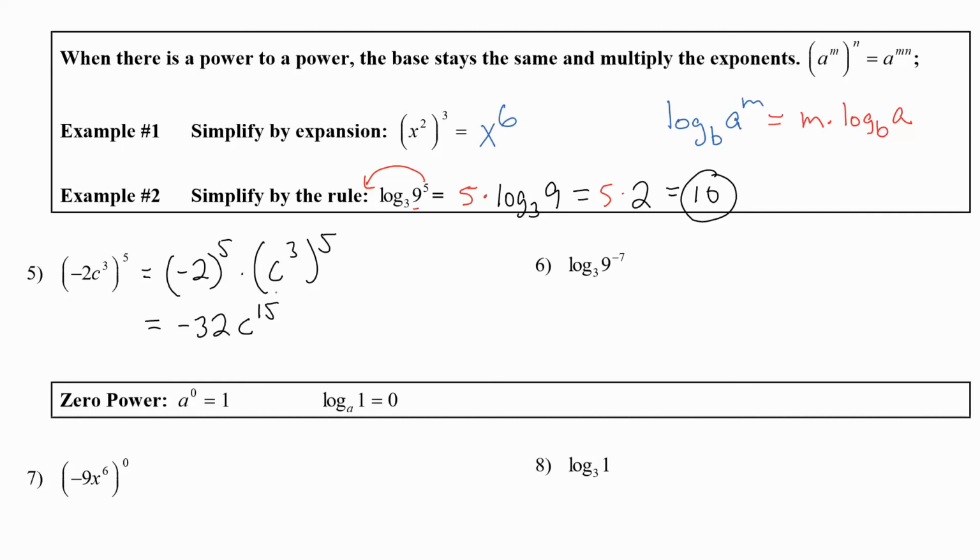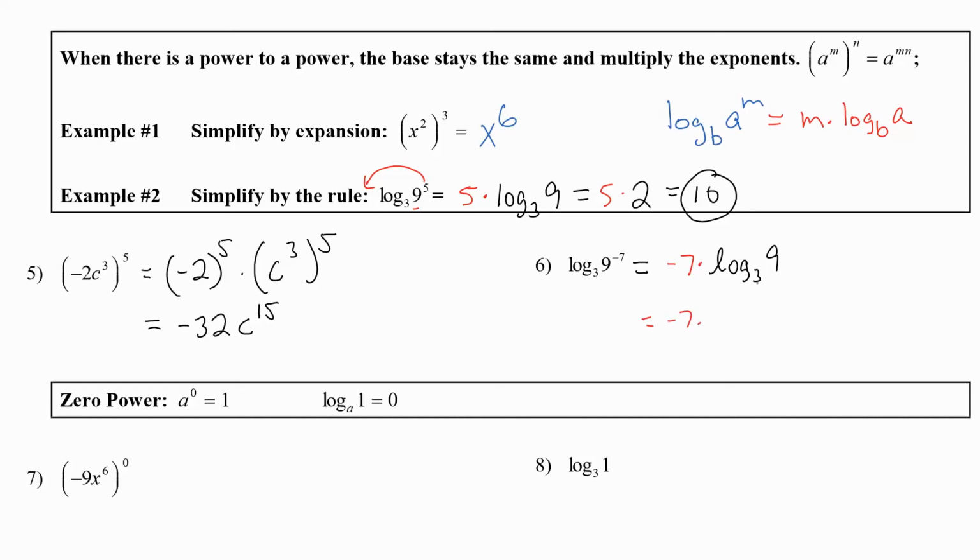If we evaluate log base 3 of 9 to the negative 7, that is the same thing as having 2 exponents. We have 2 exponents when we have a power of a power. So I'm going to move that negative 7 out to the front. And then actually after that, it is the same exact problem as above. So we have negative 7 times.